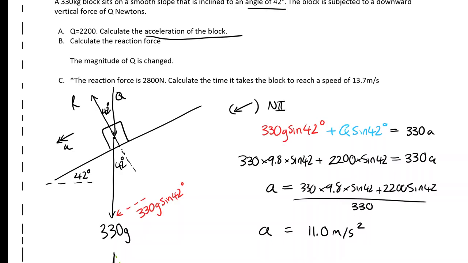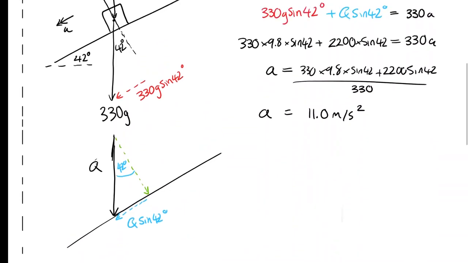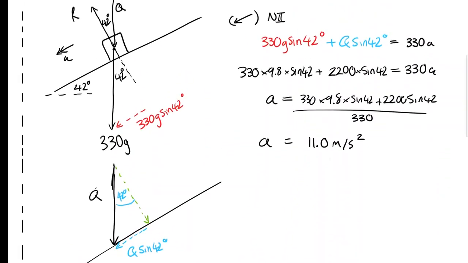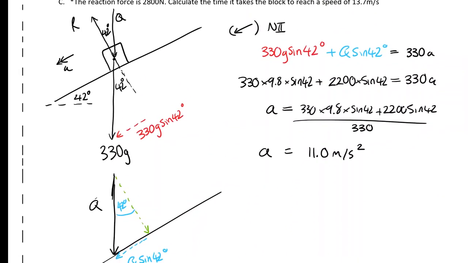Part B doesn't change the situation at all. So Q is still 2,200, but we would now like to know the reaction force when Q is 2,200. So carrying on down, R lies in the perpendicular to the plane direction, so we'll resolve forces and apply Newton's second law perpendicular to the plane. So we can see R acts straight out of the plane.